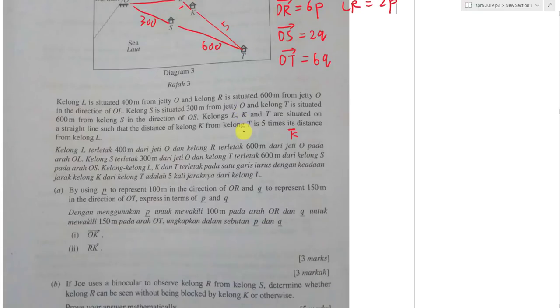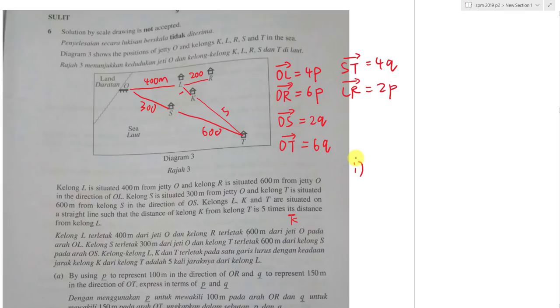Alright, so the first thing they ask about is OK. So I want to find the OK. So O to K here, now I need LK in order to find OK. In order to find the LK, I can say LK is equal to 1 over 6 of LT, isn't it? So I can get LK is equal to 1 over 6 LT.